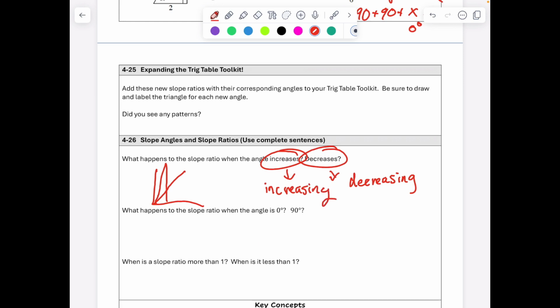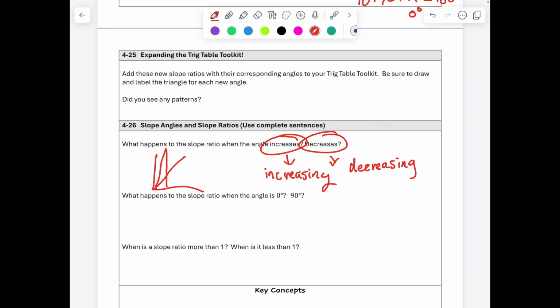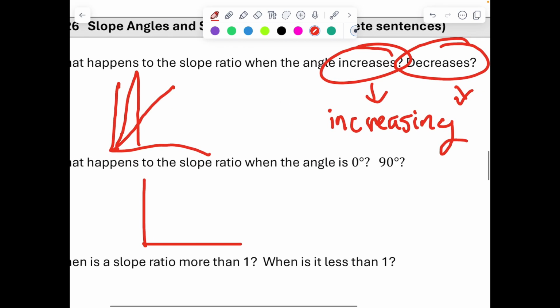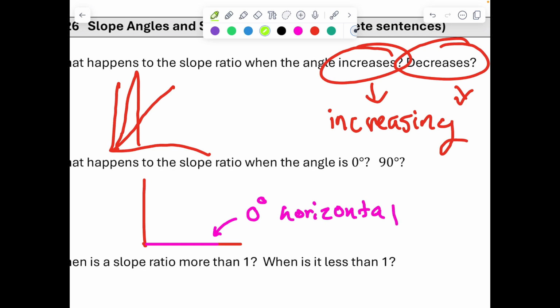All right. What happens to the slope ratio when the angle is 0 or 90? So if we think about it like on a grid, a 0 degree slope is just a horizontal line. That's 0 degrees, horizontal. And 90 degrees is right up and down on the y-axis, 90 degrees. And we know the slope of a vertical line is undefined, so that is undefined.